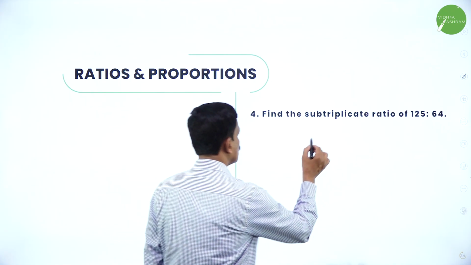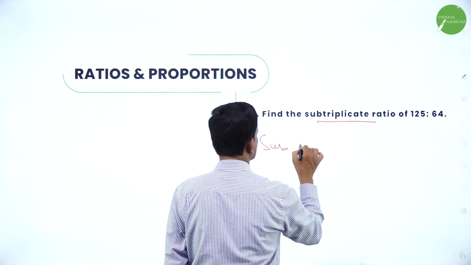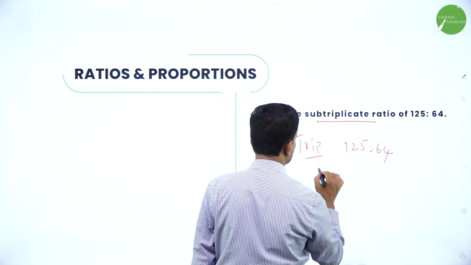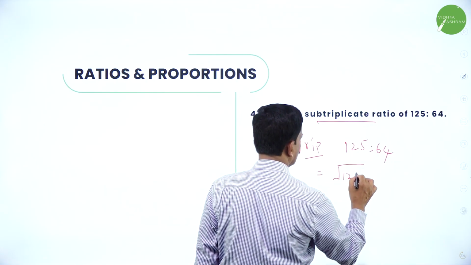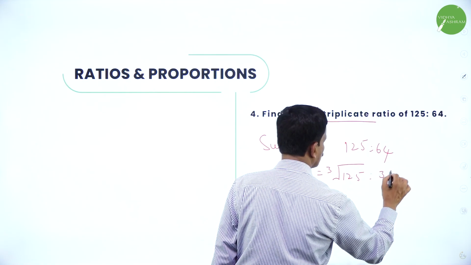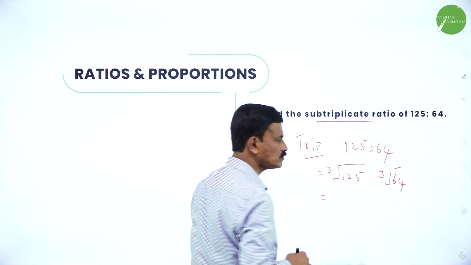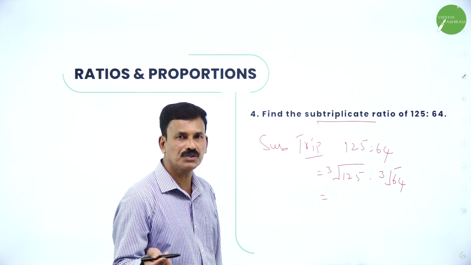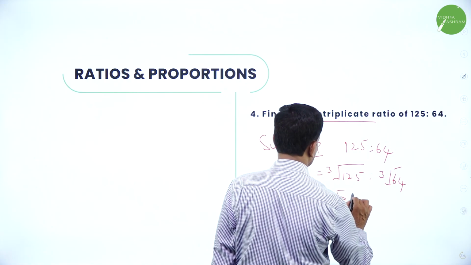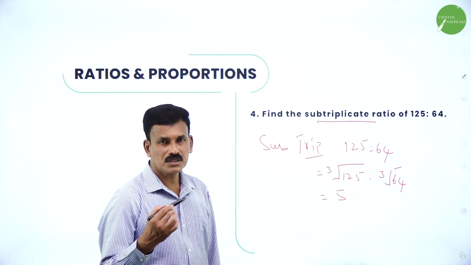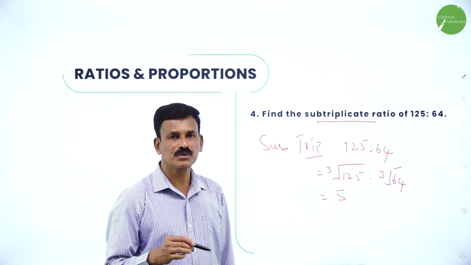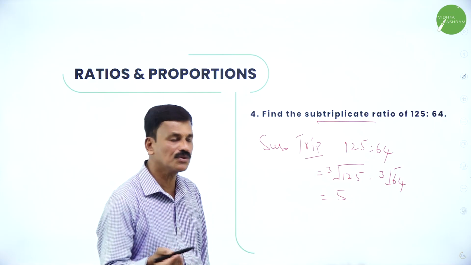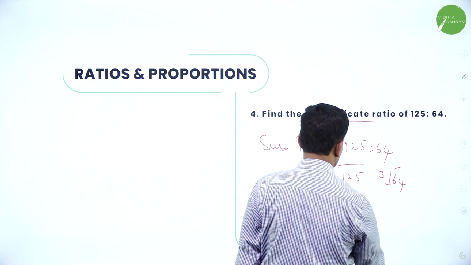Sub-triplicate. So, the sub-triplicate of 125:64 is nothing but cube root of 125 is to cube root of 64. Cube root of 125 is 5. 5 into 5 into 5. 5 5s are 25 into 5 is 125. Cube root of 64 is 4. 4 4s are 16, 16 4s are 64. This is equal to 5:4.